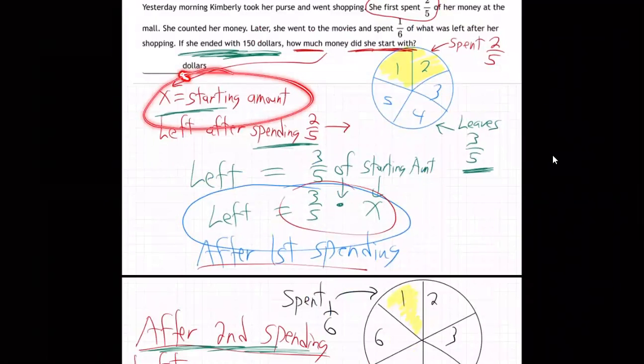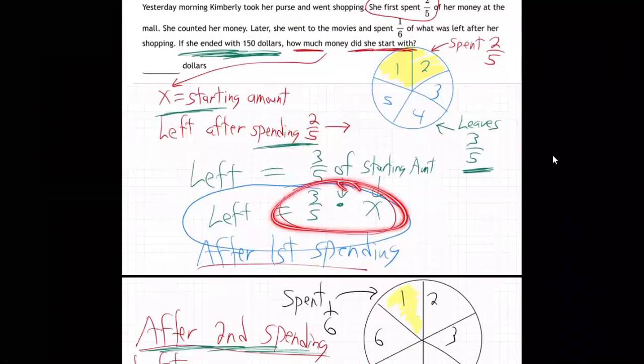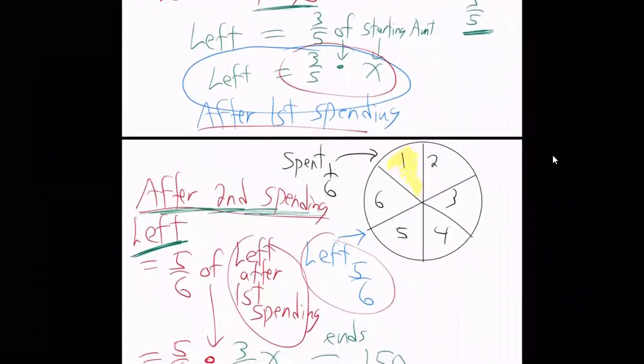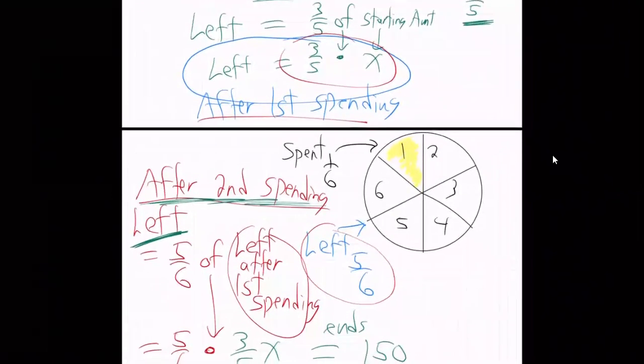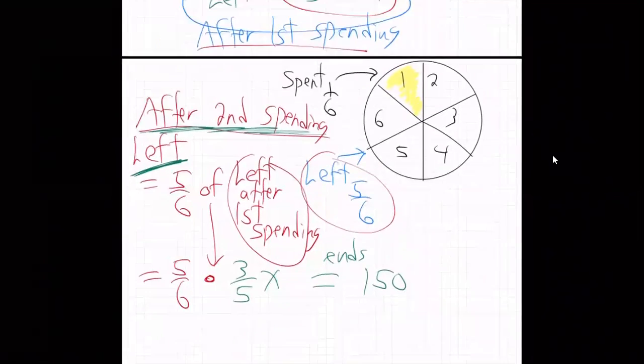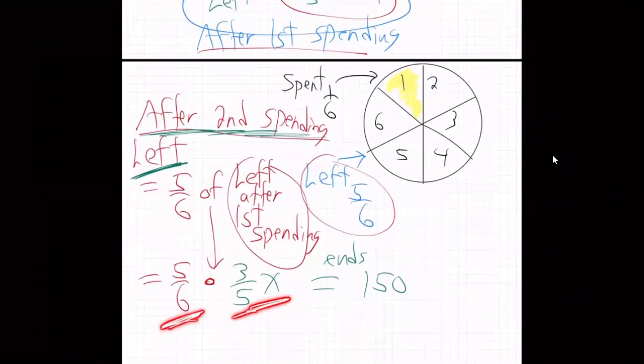So do you see what I did there? I just said, okay, she spent 2/5. That leaves 3/5 times the starting amount, X. That's what's left after the first spending. And then I take that amount, 3/5 X, and multiply it by 5/6. Why? Because she spent 1/6, which leaves 5/6.